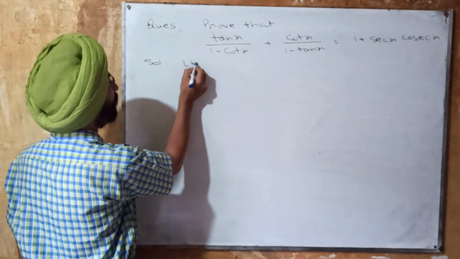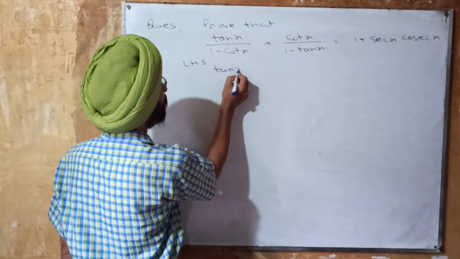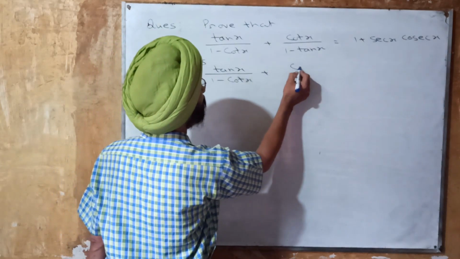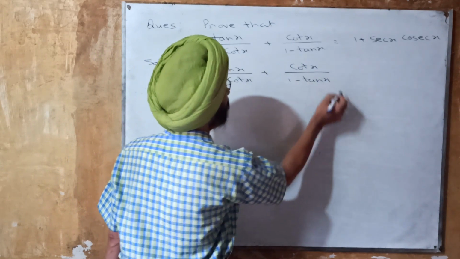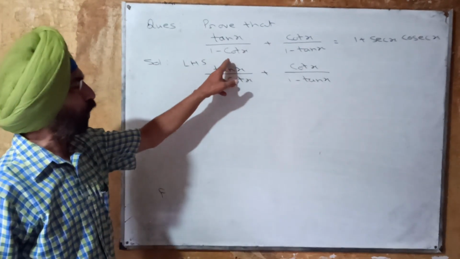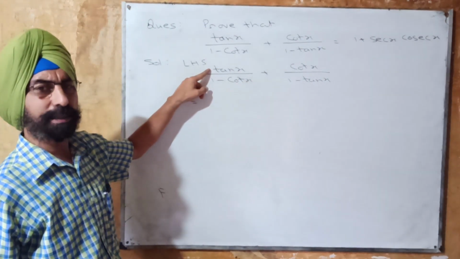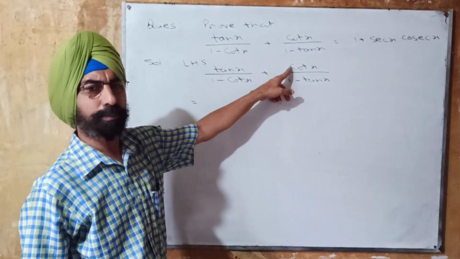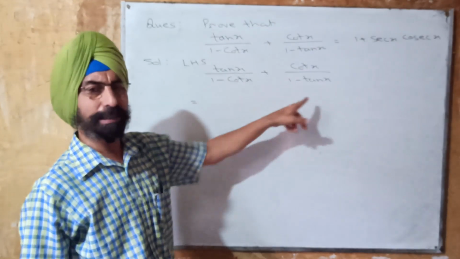I'll start from the left hand side. Left hand side is tan x upon 1 minus cot x plus cot x upon 1 minus tan x. First of all, what we have to do is convert all these tan and cot into sin and cos. So this tan x will be sin x upon cos x, this will be cos x upon sin x, this will be cos x upon sin x, this will be sin x upon cos x. Then take LCM and simplify.